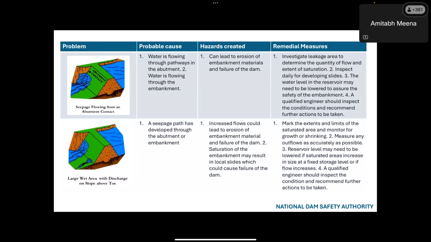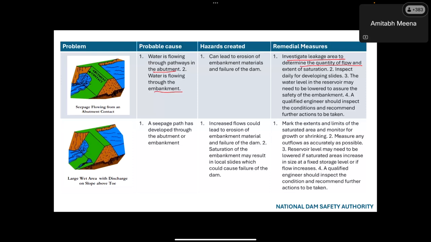So this was some problem in the abutment, at the joint of the dam body and the abutment. So water is flowing through pathways in the abutment and water is flowing through the embankment. So investigate the leakage area to determine the quantity of flow. Always the same thing. Inspect daily for developing slides.